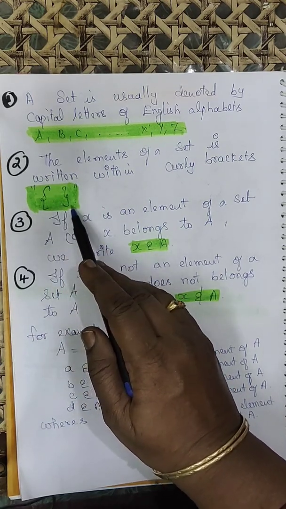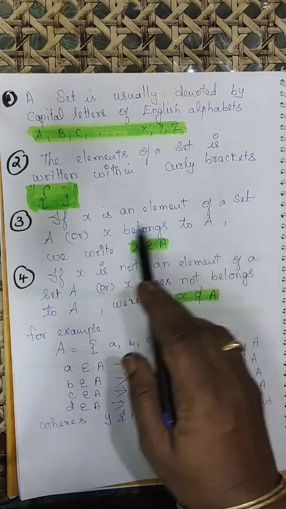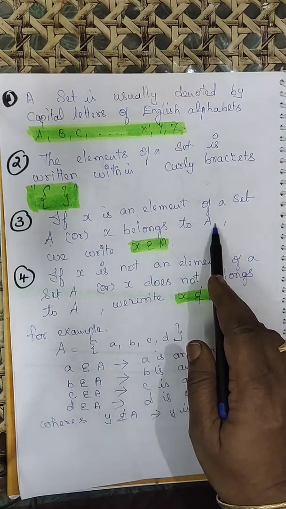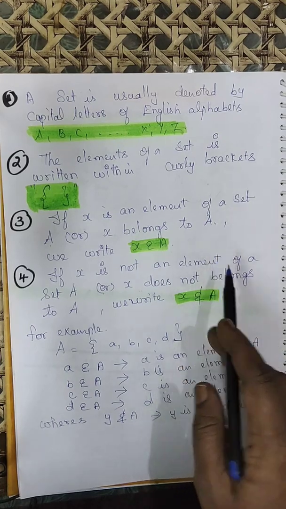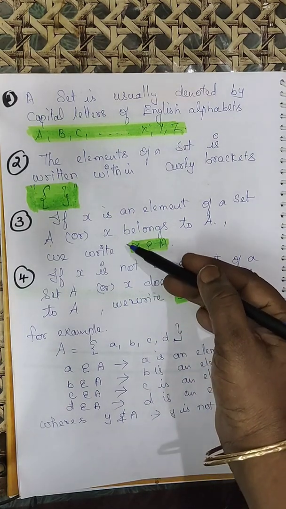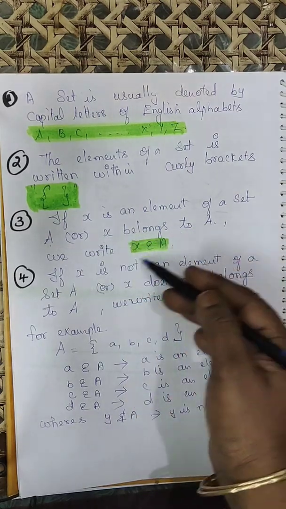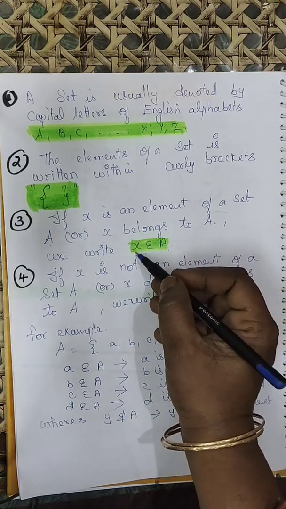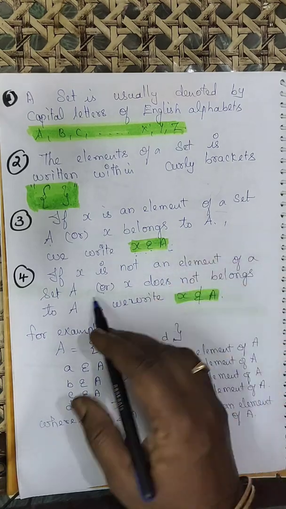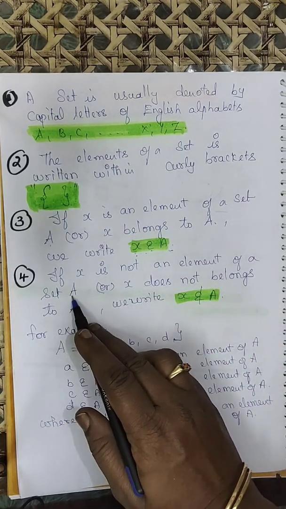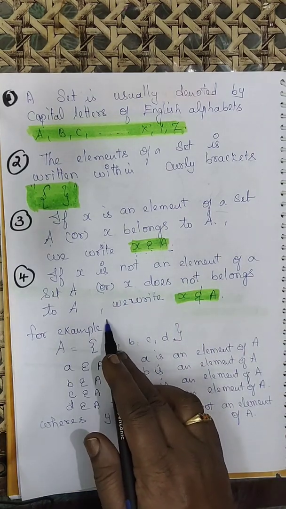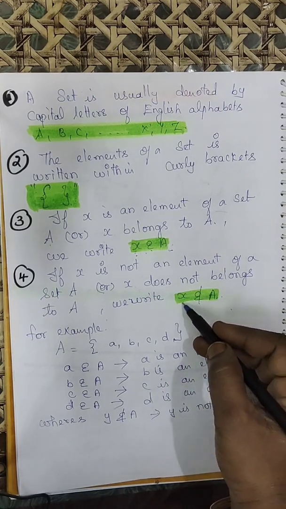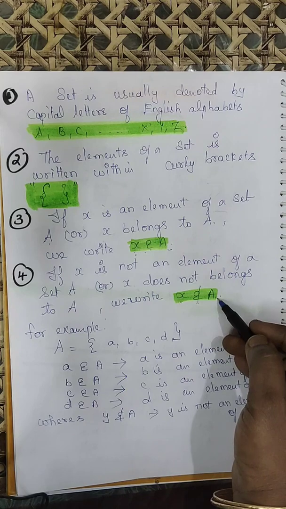That means set notation. If x is an element of a set A, we read it as x belongs to A. If you study in class 9, you belong to class 9. Likewise, if x is an element of set A, then x belongs to A. In notation, we write it as x belongs to A, and we read this as x belongs to A. Next, if x is not an element of set A, that means x does not belong to A. We write it with the not-belongs symbol, and we read that as x does not belong to A.